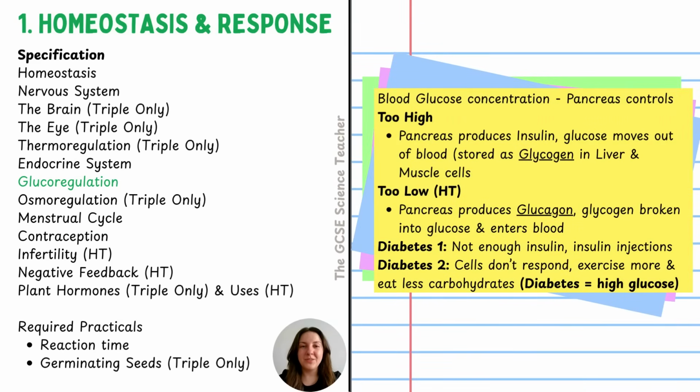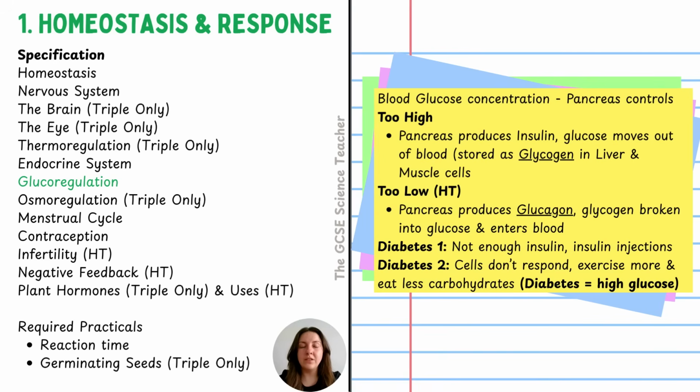Let's talk about glucoregulation. Blood glucose concentration is controlled by the pancreas. If it becomes too high, the pancreas produces the hormone insulin, and glucose moves out of the blood and is stored as glycogen in the liver and in muscle cells. If the blood glucose becomes too low, the pancreas produces glucagon. Glycogen is then broken down into glucose, and that glucose then re-enters the bloodstream.